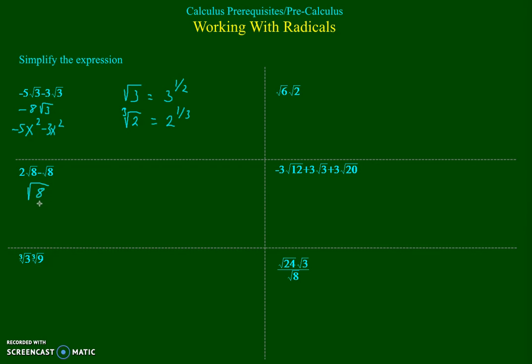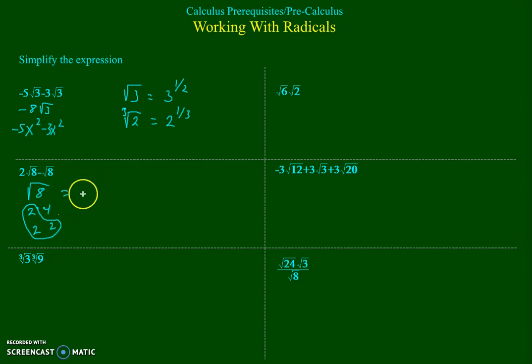So the first prime number is 2. So we always start with 2. And we say, does 2 go into 8? Yes, 2 goes into 8 4 times, and you keep going. 2 is still the prime number. Does 2 go into 4? Yes, 2 goes into 4 2 times. So here we have our prime factors of 8.